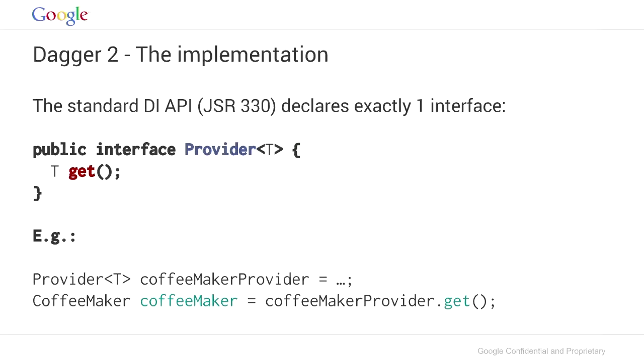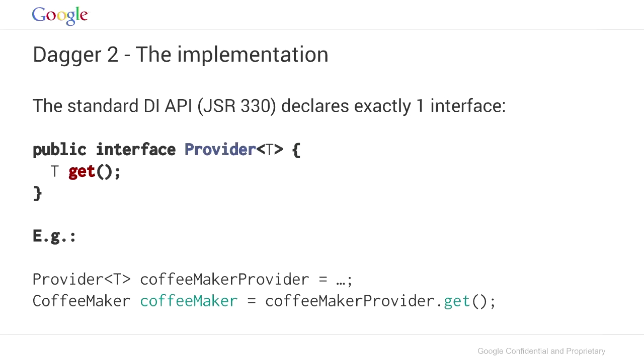In our coffee maker case, I'm sorry, I knew it would happen. There's a typo. That should say Provider of CoffeeMaker, not Provider of Tea. But imagine that said Provider of CoffeeMaker. By the time anyone on YouTube sees these slides, it will say Provider of CoffeeMaker. So for Provider of CoffeeMaker, you just say, hey, I want an instance, call get, you get a coffee maker. That seems pretty straightforward.